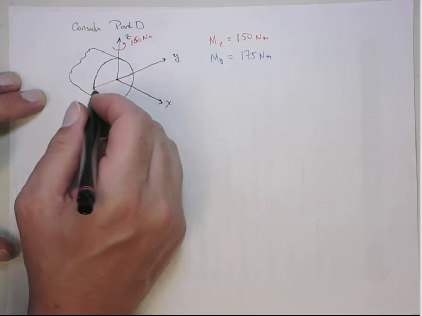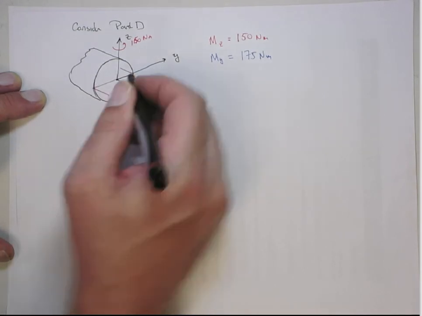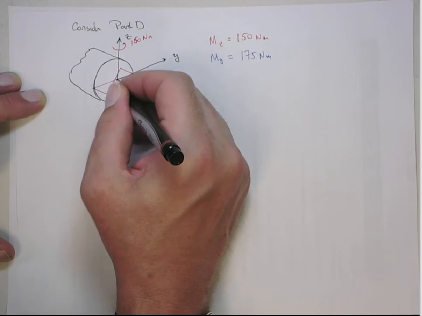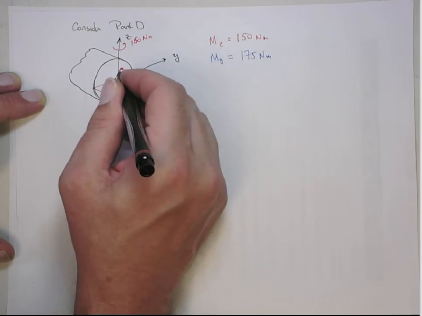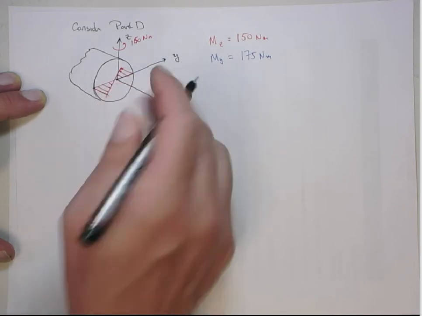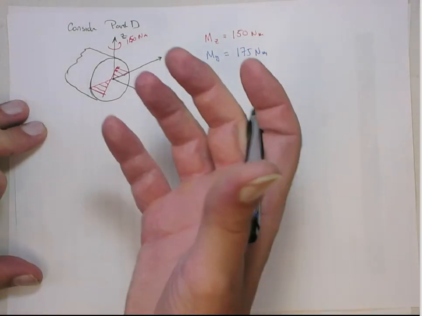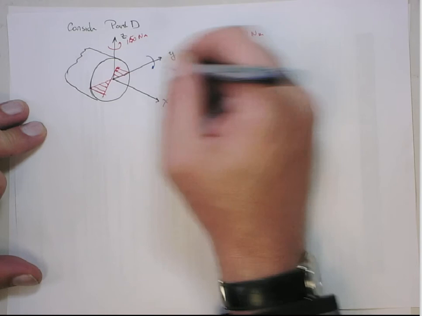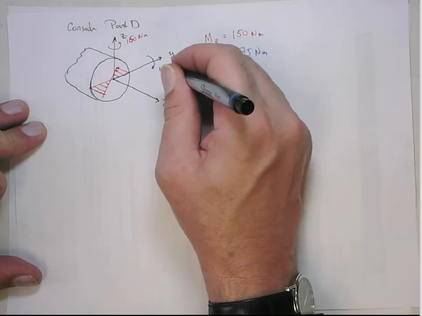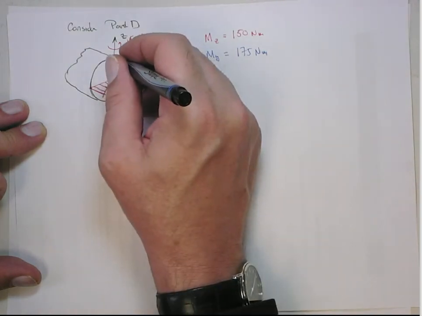All right. Vanishes, that should go right through the origin. So that's a stress distribution on that cross-section from bending around the z-axis. But also we're going to have a contribution from bending around the y-axis. So if we look at the y-axis, it's also positive. So that's going to be going this way of 175 Newton meters. And so this side's going to be in compression and this side's going to be in tension.